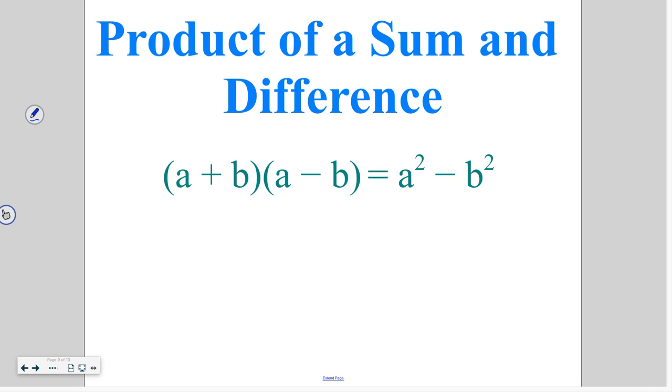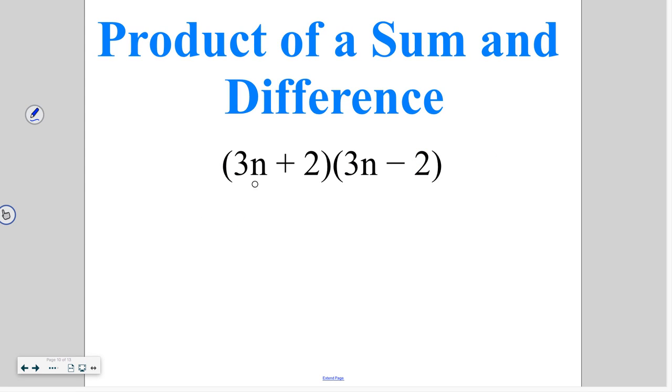Last one, we've got the product of a sum and a difference. So notice this is the same numbers here, a and a, b and b. One is addition and one is subtraction. So our shortcut for this is a squared minus b squared. This is because if I were to FOIL it out, I would have a squared, and then outside would give me minus ab, inside would give me plus ab, and last would give me minus b squared. So these inside pieces cancel each other out in FOIL, which is why we can just use our shortcut of a squared and b squared.